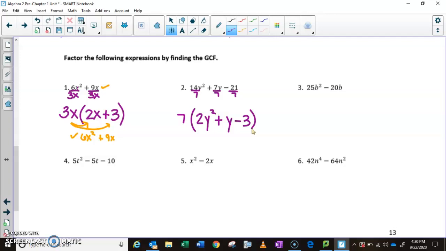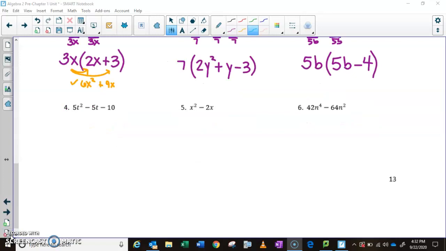Number 3, 25b squared minus 20b. So coefficient 25 and 5, greatest common factor there is going to be 5. B squared and b, they each have at least one b in common. So factor it out. So I'm thinking of dividing each of these by 5b. 25 divided by 5 is 5. B squared divided by b is b. 20 divided by 5 is 4. Here the b's will cancel. I'm done. Close my parentheses. Pause the video and try the next 3 on your own.